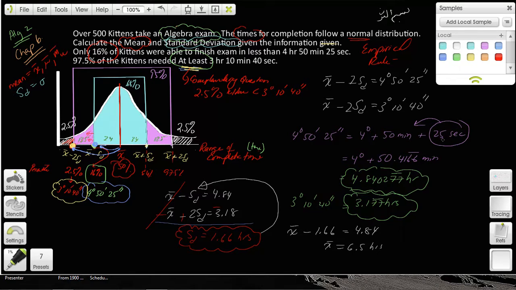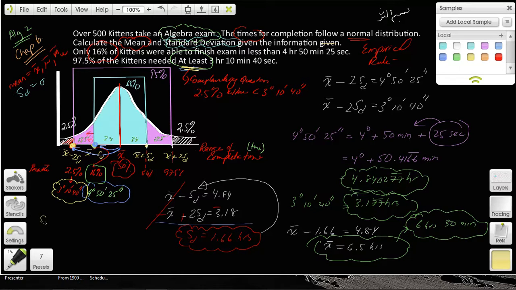And there we have it. The mean is 6.5 hours. If the answer we want is in hours, minutes, and seconds, 6.5 hours this time turns out to be pretty easy. This would be 6 hours and 30 minutes, and that's the average time it took for the poor kittens to do the exam. And the standard deviation is 1.66 hours.